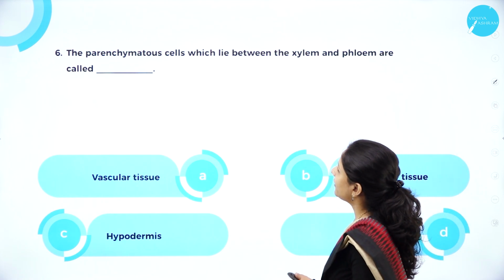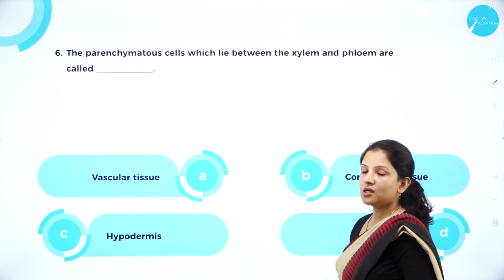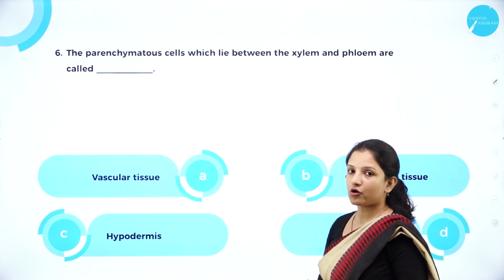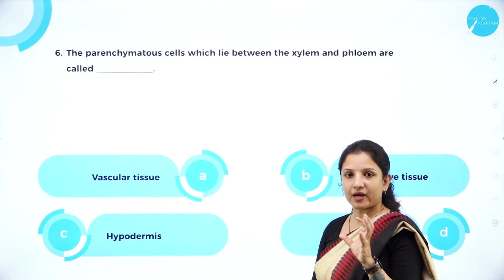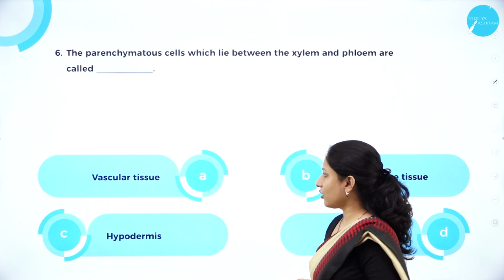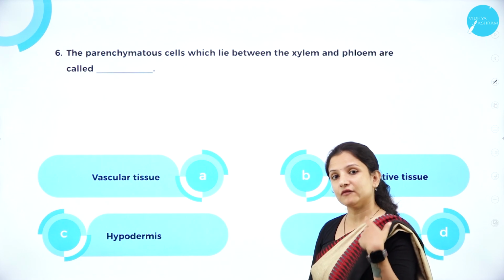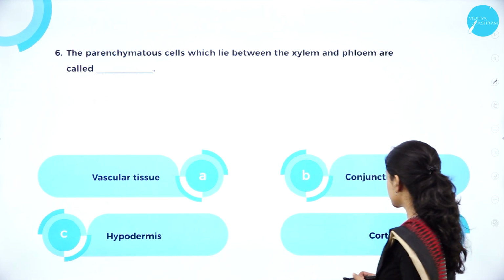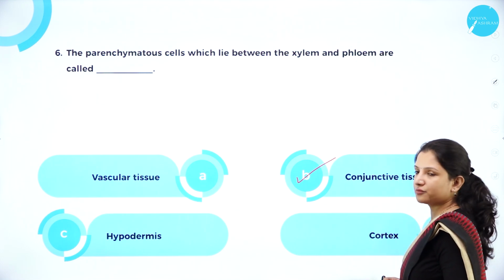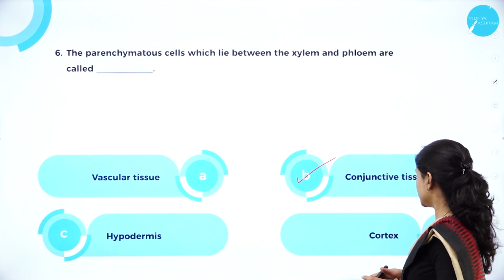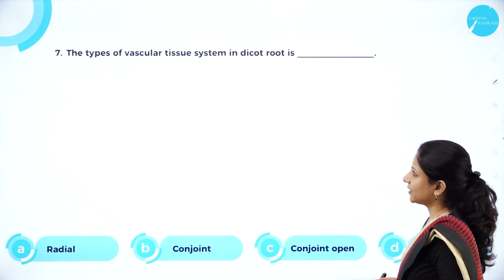Next question. The parenchymatous cells which lie between the xylem and phloem are called. Usually we find it in dicot root. In dicot root, between the xylem and the phloem, they have a few layers of parenchymatous cells. What is it called? Is it called the vascular tissue? No, because vascular tissue is the name given for xylem and phloem. Is it the conjunctive tissue? Yes, it is the conjunctive tissue. It's not the hypodermis, because hypodermis usually comes in the stem, and it's not the cortex as well. It's the conjunctive tissue. Option B is the right answer here.